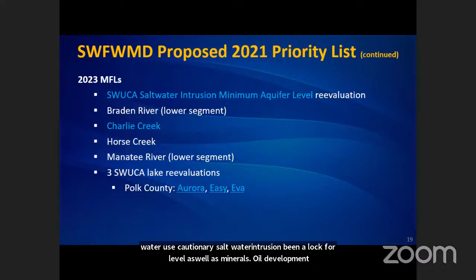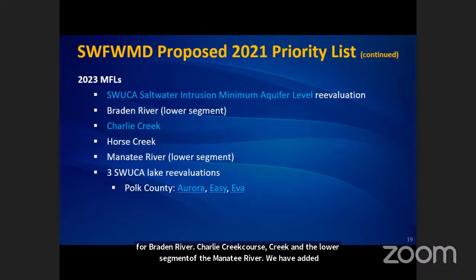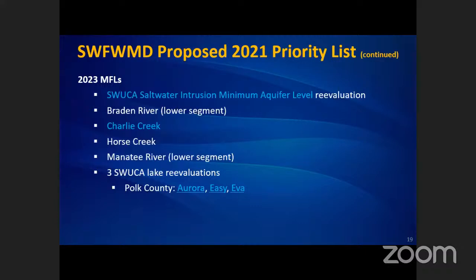We have added 3 new lake reevaluations to the priority list and schedule for 2023. And again, these are to support our Southern Water Use Caution Area assessment or evaluation, and it includes 3 lakes in Polk County within the CFWI area, Lakes Aurora, Easy, and Eva. Next slide.